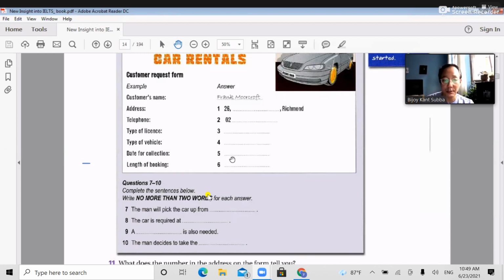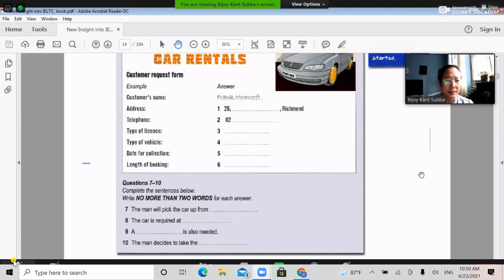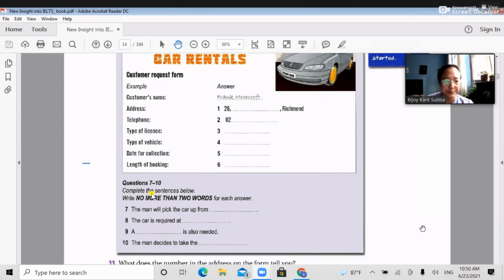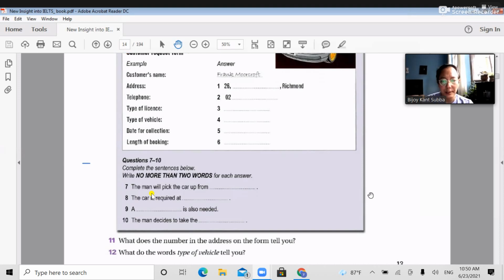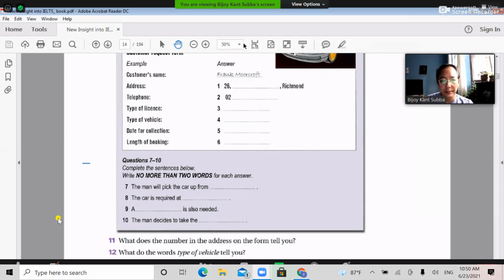Date of collection? 24th of June. Length of booking? Anybody? 3 weeks? One week, exactly. Length of booking is one week. Okay, take care, no problem. Let's go further and look at the remaining questions.